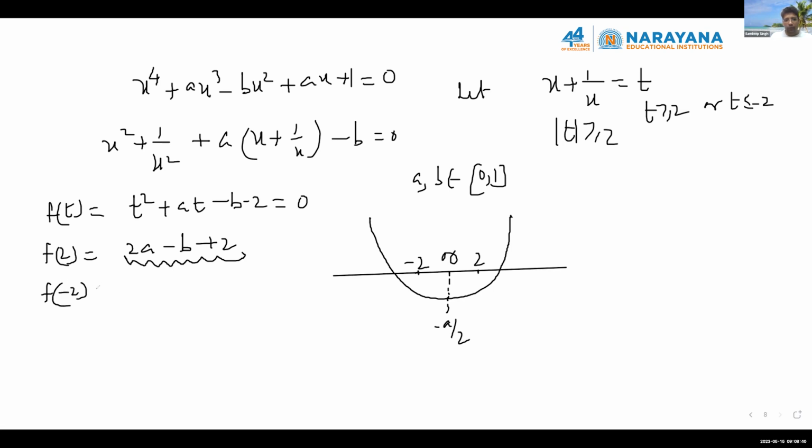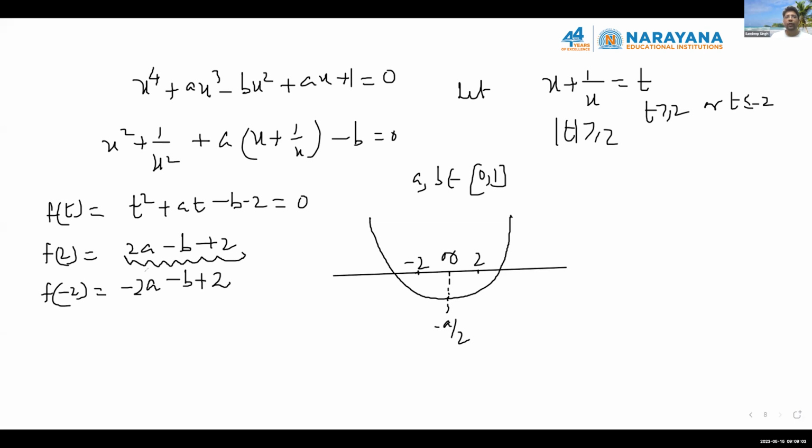And let me calculate f of minus 2 also. So 2a minus b, I have substituted t equal to 2 over here. Yeah, so this is 2a minus b plus 2. And what is f of minus 2? f of minus 2 will be minus 2a minus b plus 2.